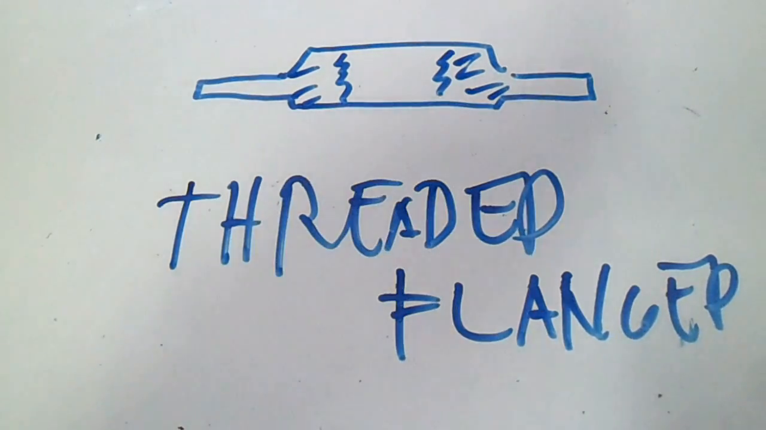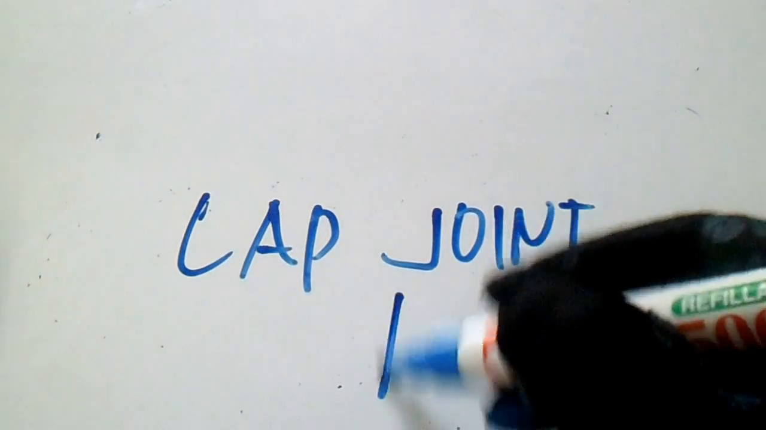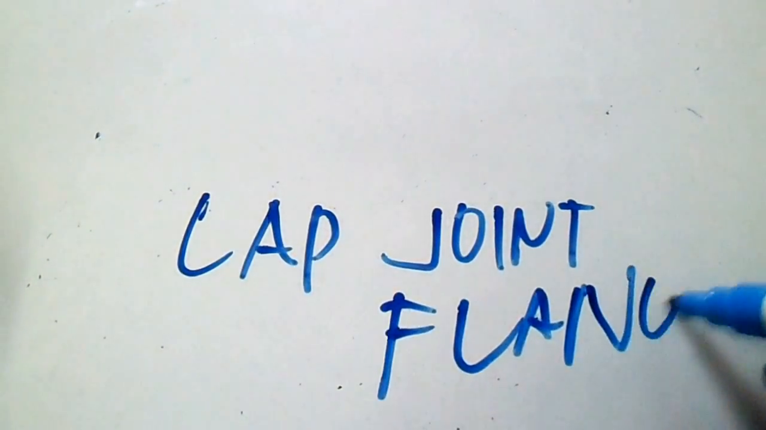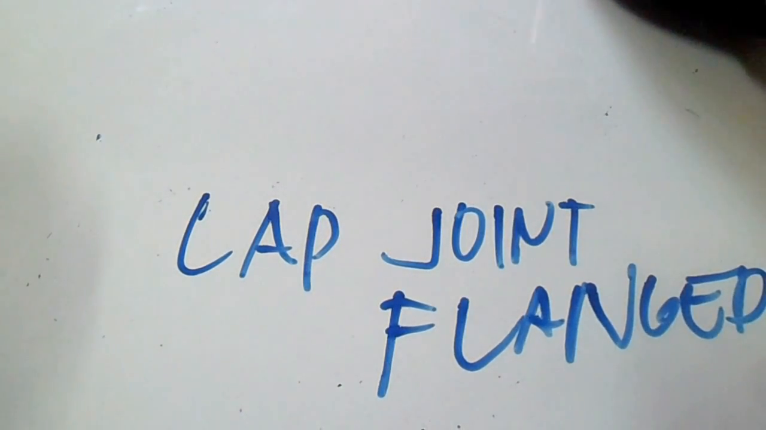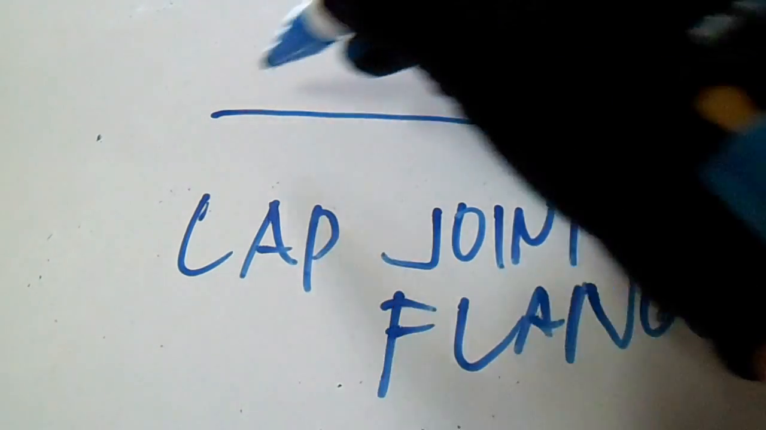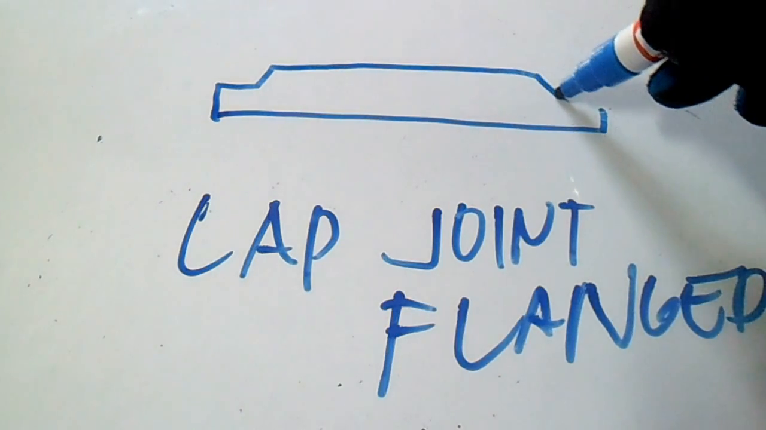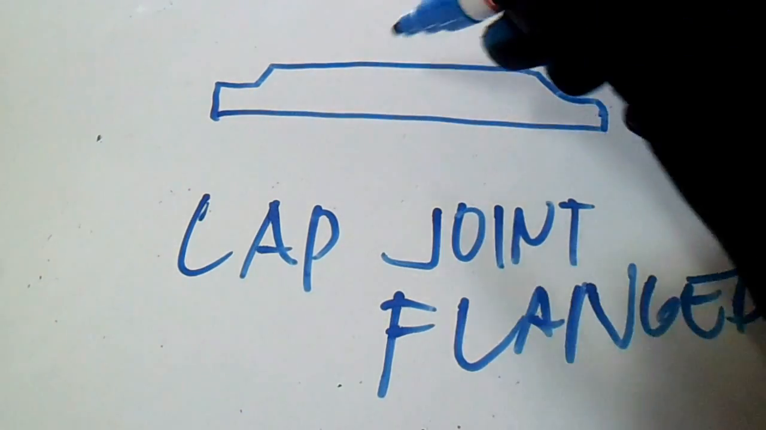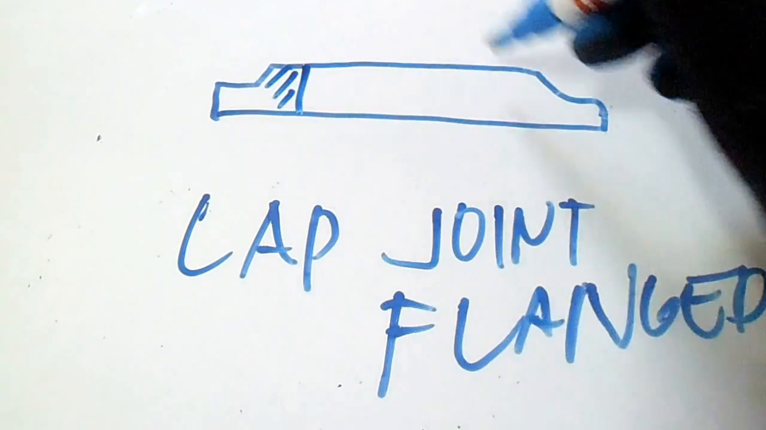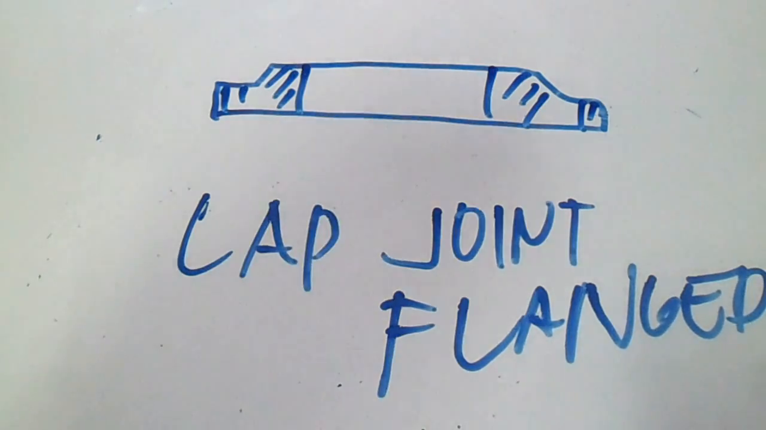So we have now number 4, lap joint flanges. So for the lap joint flanges, okay, so this is a lap joint flange.